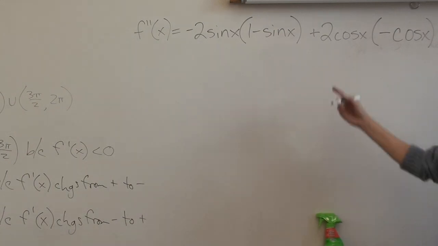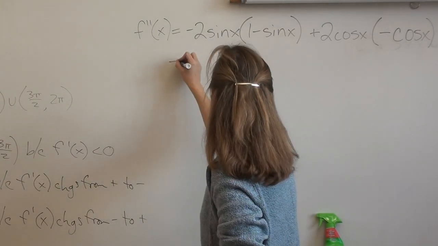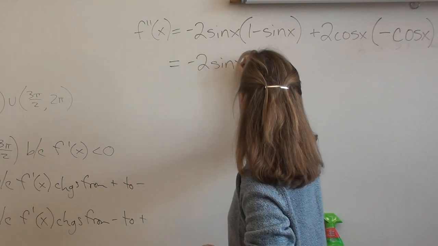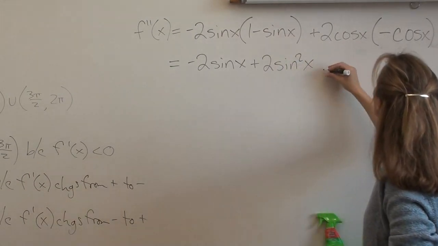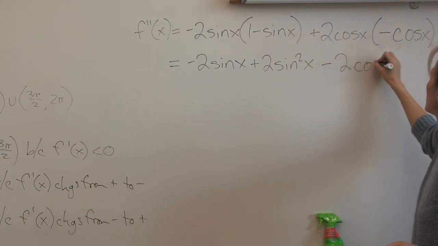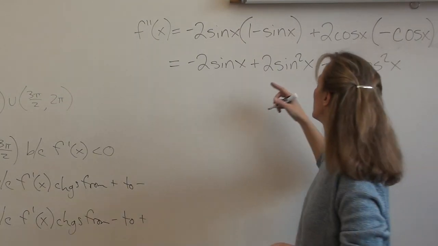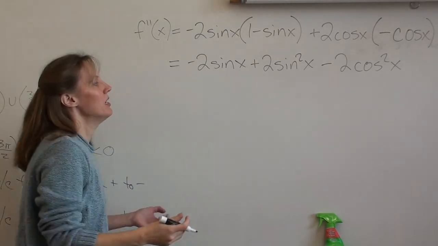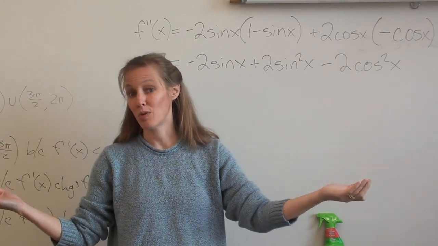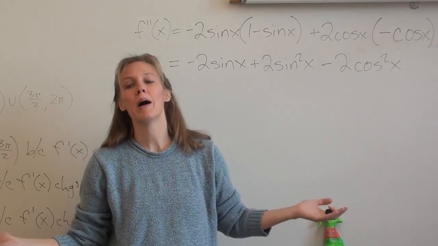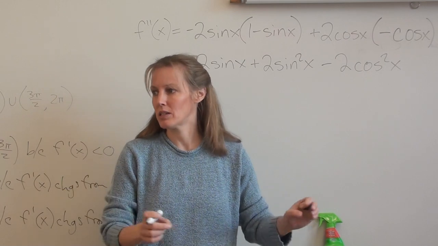Does that make sense? Let's clean it up. We have to distribute, so we get negative 2 sine x plus 2 sine squared x minus 2 cosine squared x. I'm going to factor out a 2. If this was sine squared plus cosine squared, life would rock because it would equal 1. But sine squared minus cosine squared does not equal negative 1. That would be negative sine squared minus cosine squared.